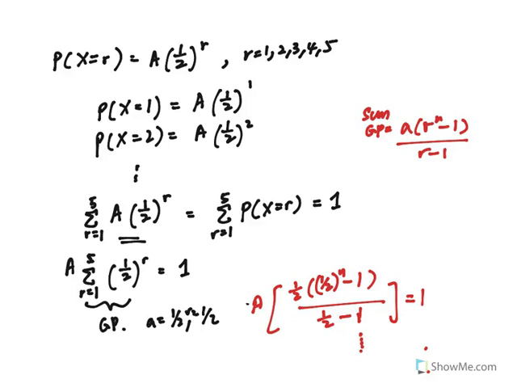And solving this, n is equal to 5. So solving, I hope you're able to get that a should be 32 over 31. I'm not going to go through the tedious process. I hope you can do it yourself.